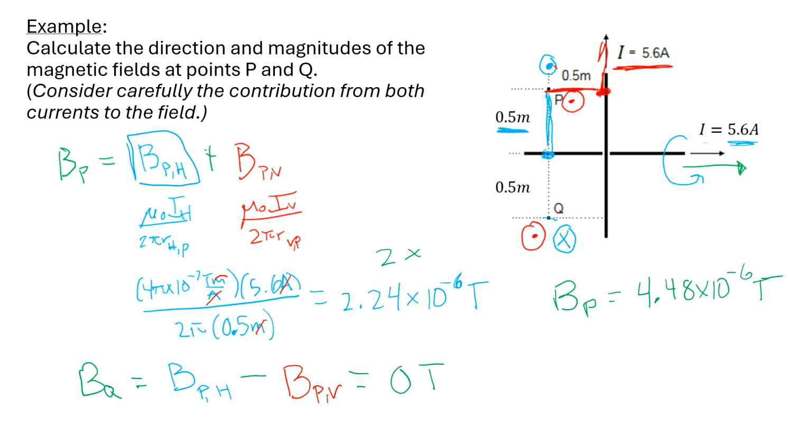This problem would have been more annoying with numbers that aren't the same, because then we would have to do this process, potentially 4 times. But hopefully this helps you understand how we're supposed to superimpose the fields due to multiple wires.